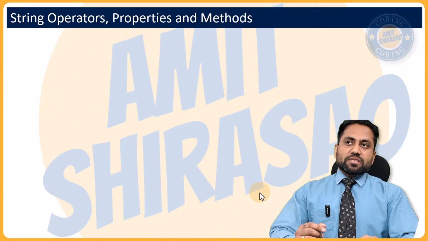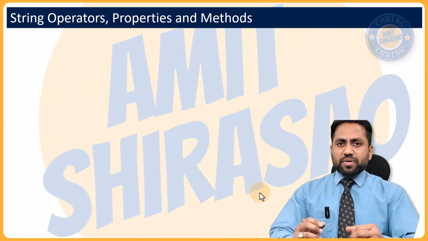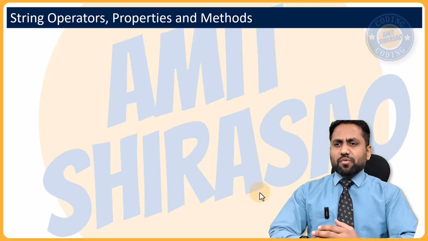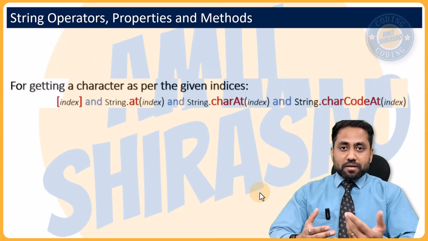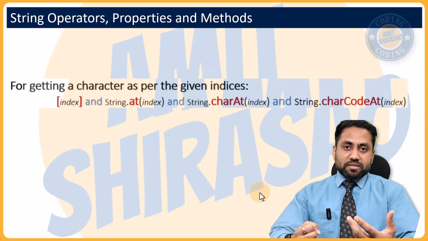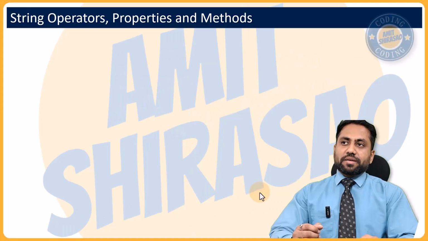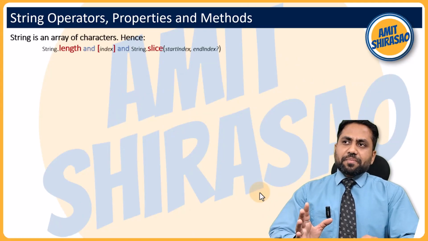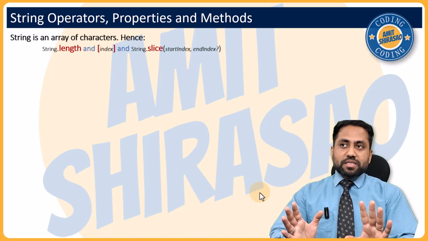I've summarized the string operators, properties, and methods on this slide, and it is pretty difficult for many people to understand them, or many of them are really confusing. For example, charAt, at, or charCodeAt, how do you know what the difference is? So I've tried to summarize everything in one slide. First of all, remember that a string is an array of characters.